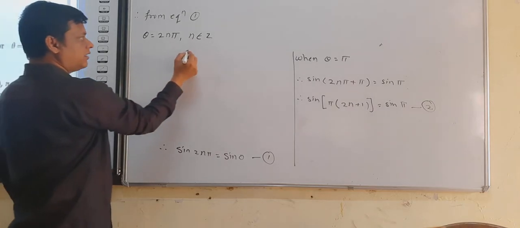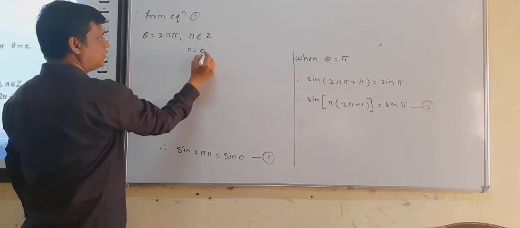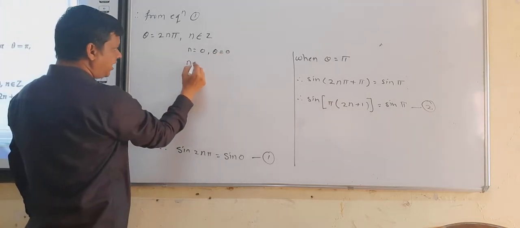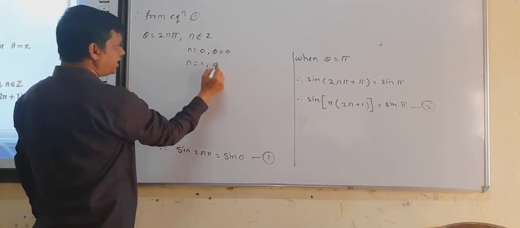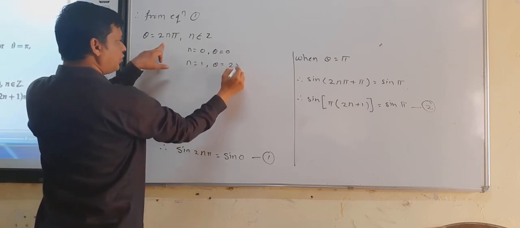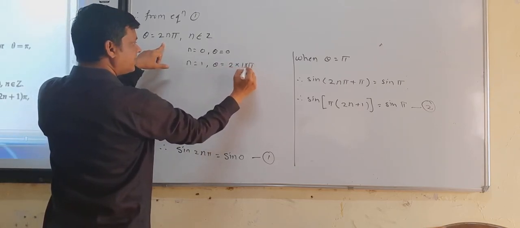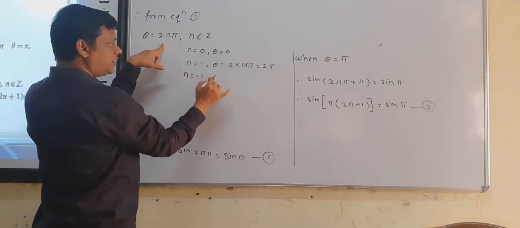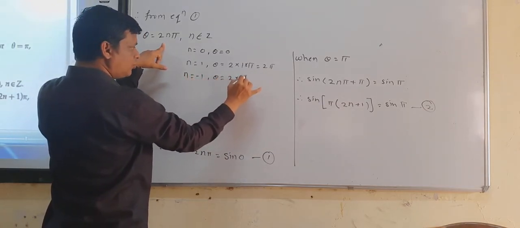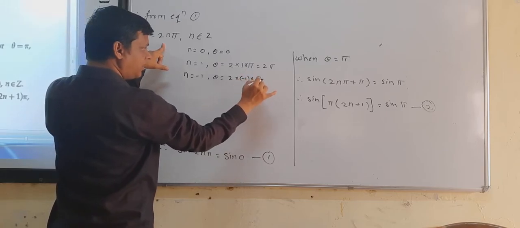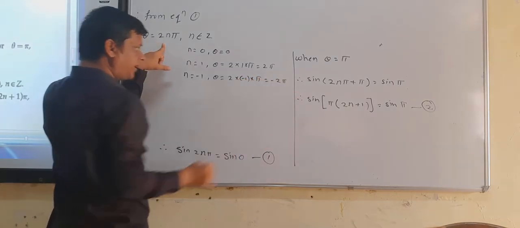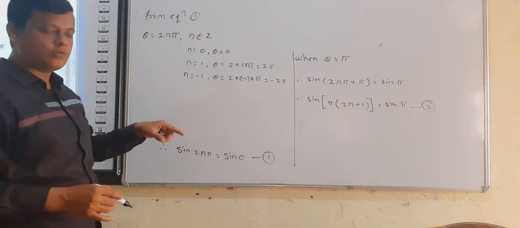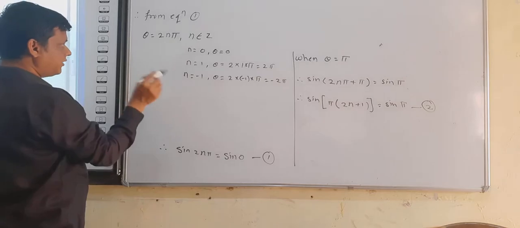So if we take n equals 0, then we get theta equals 0. When we take n equals 1, we get theta equals 2 into 1 into pi, that is 2 pi. When we take n equals minus 1, theta equals 2 into minus 1 into pi, which is minus 2 pi. Similarly, you can check for 2, 3, 4, 5. So likewise we get the values.